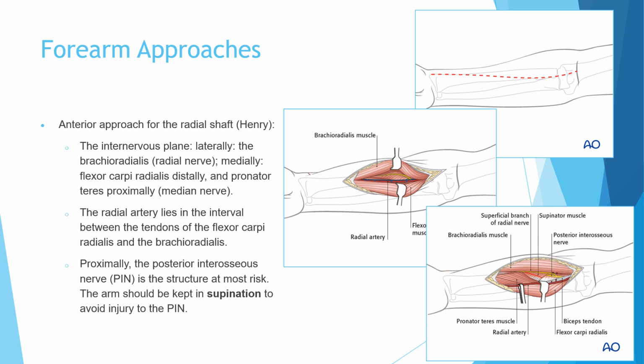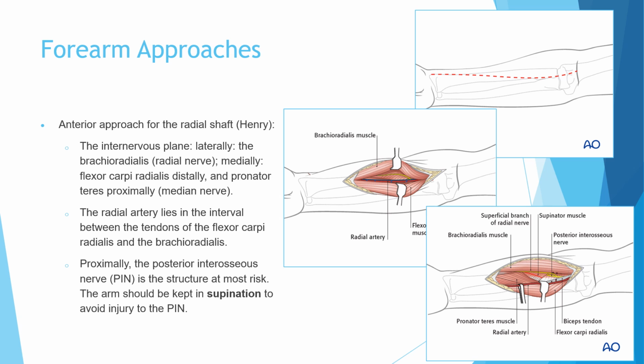So in order to avoid injury of the PIN in the Henry approach, you need to supinate so that you can push the supinator muscle and the PIN away from the radial shaft. If you would like to raise the supinator, you will come on the medial side and release the supinator muscle with the nerve within its substance to the lateral side. This is very important.